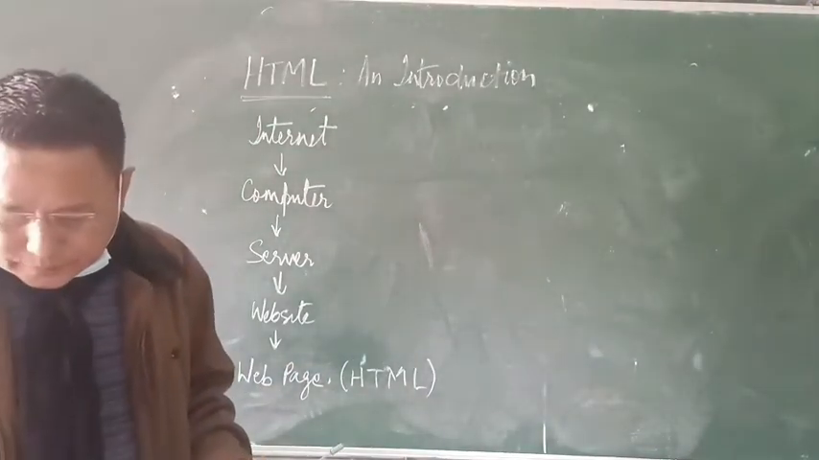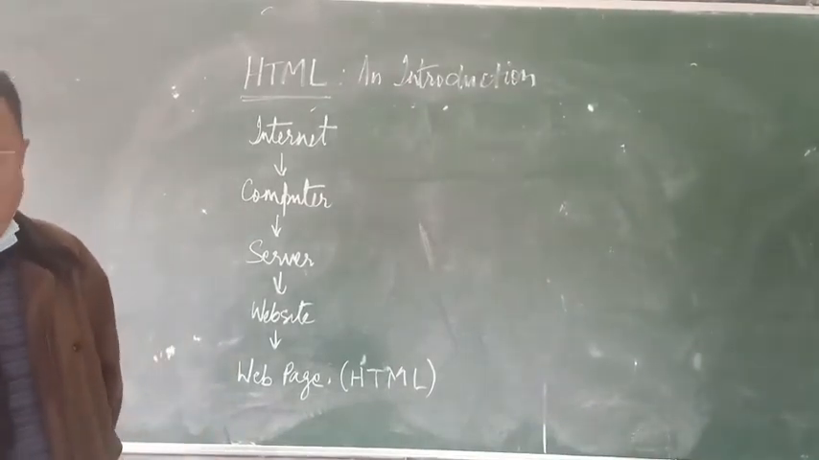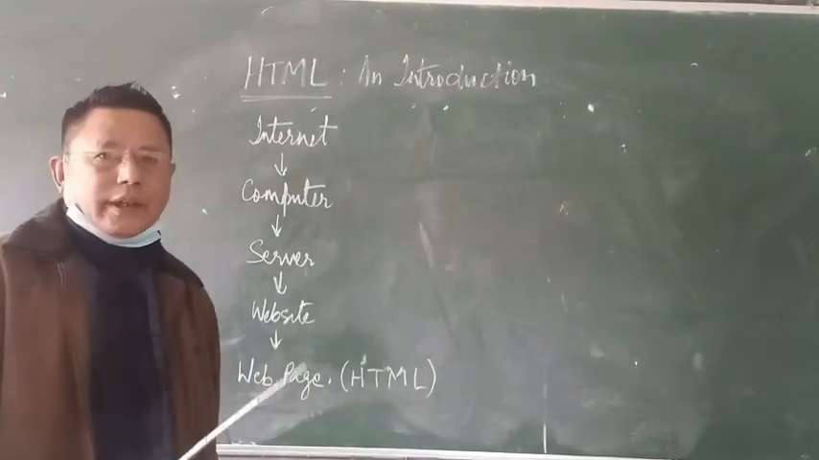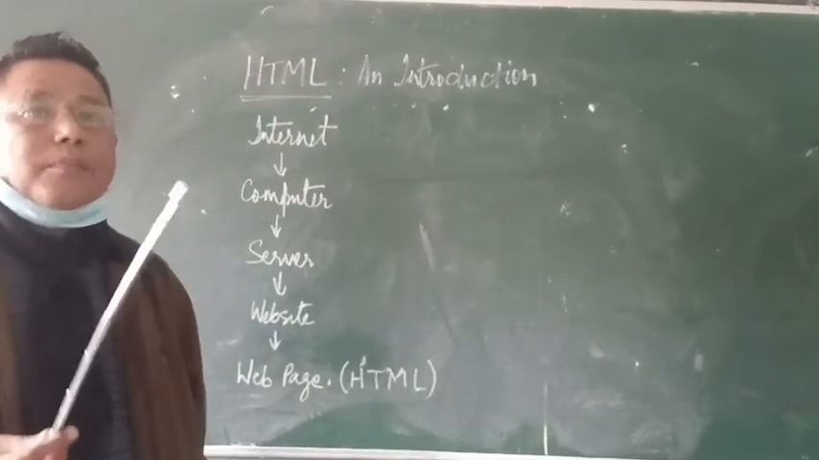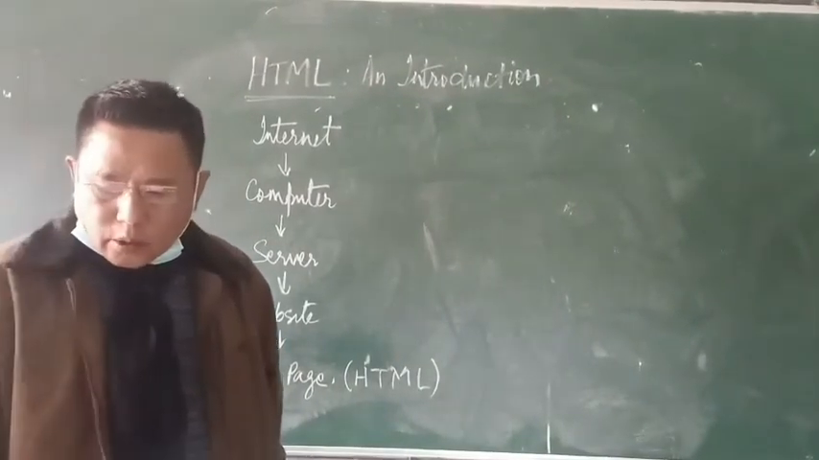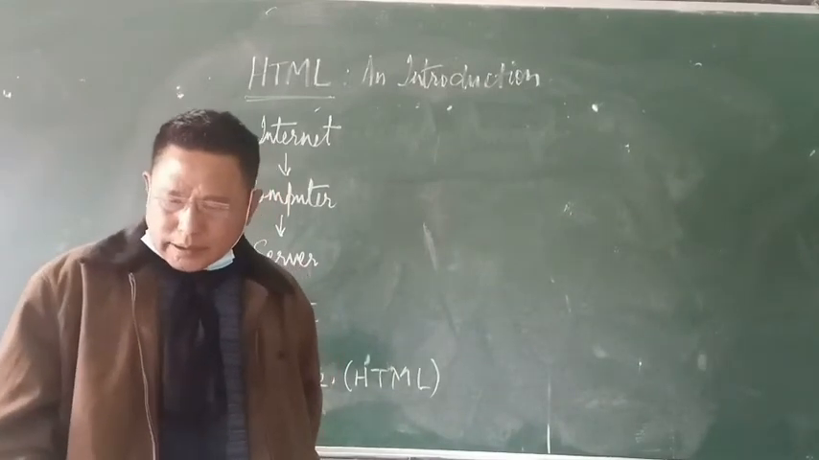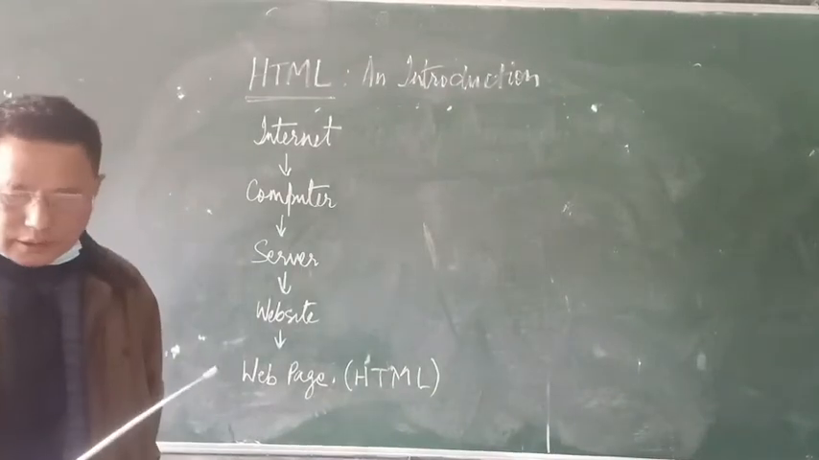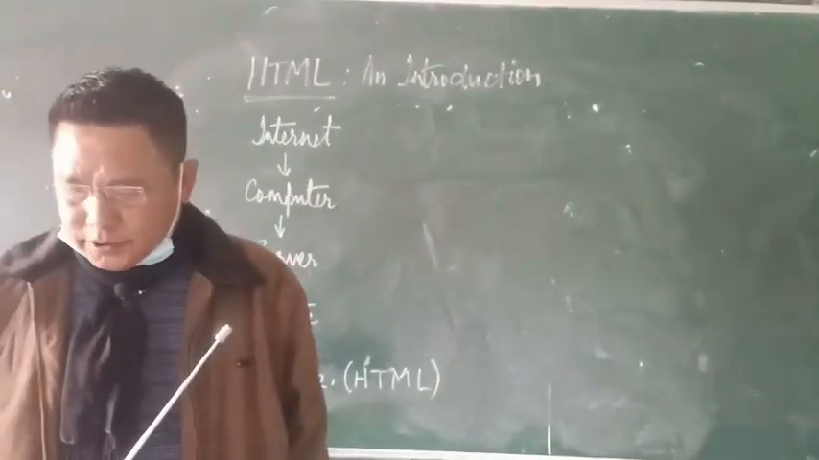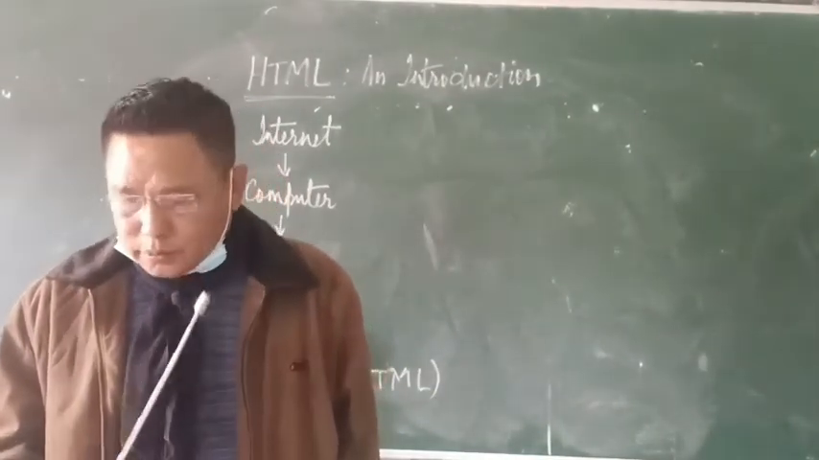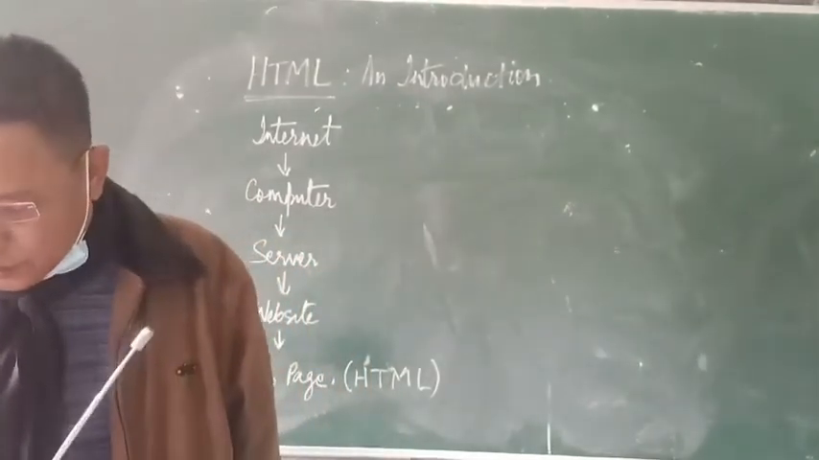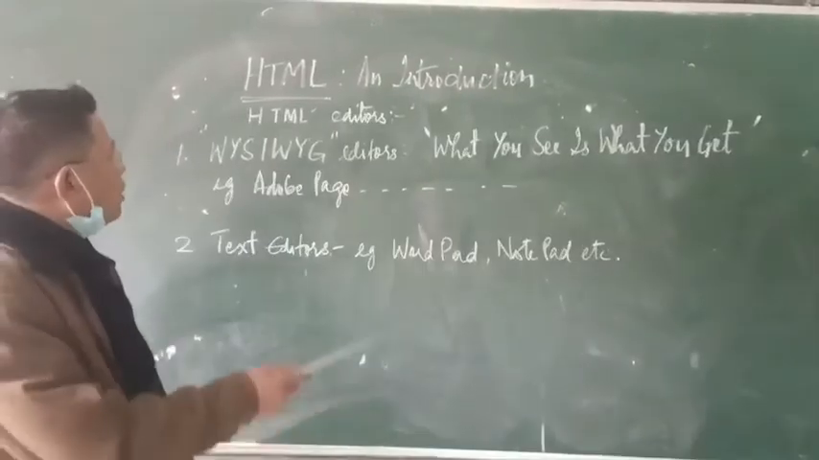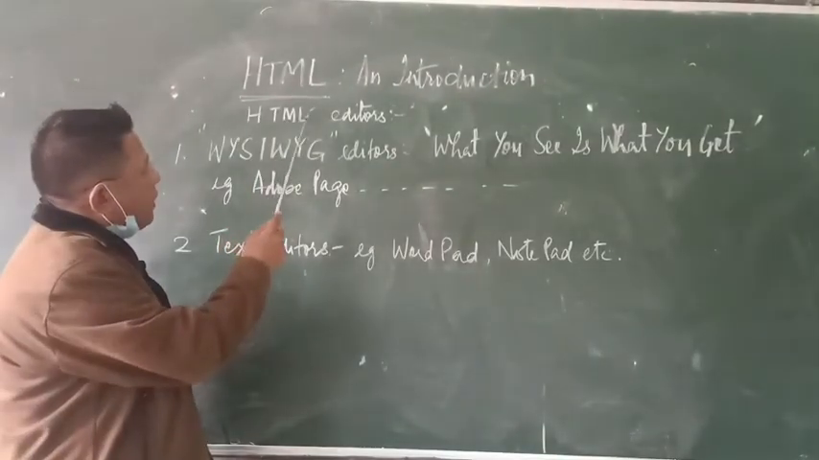Now what is a web page? A web page is a document written in HTML, Hypertext Markup Language, which can be opened and viewed in a web browser. Now, what is a web browser? It is a software application that enables users across the world to view websites and web pages. Is that clear? Okay.